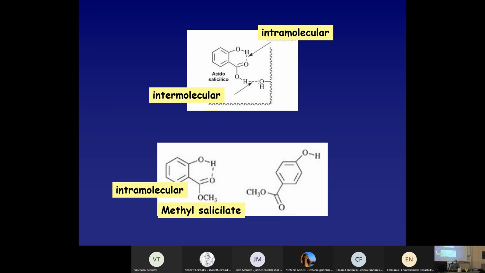This bond can be present inside the same molecule. In this case, we say that this bond is intramolecular. You have here an example with salicylic acid. You see the OH is able to interact with the oxygen of the carbonyl, the carboxylic group. But also this bond can be intermolecular between the OH, or the acidic group, with the alcoholic OH.